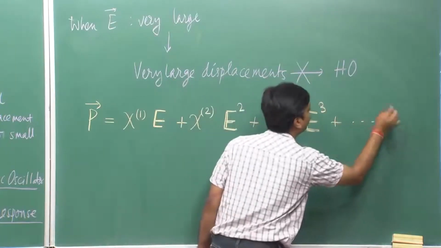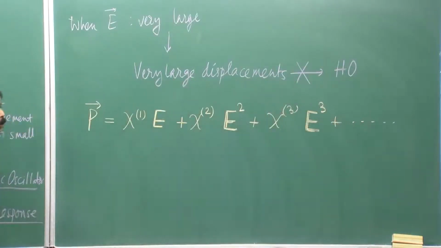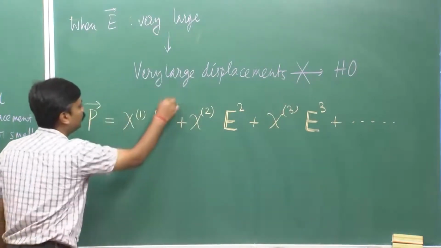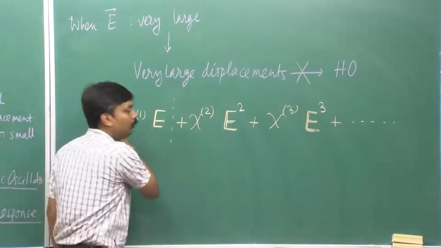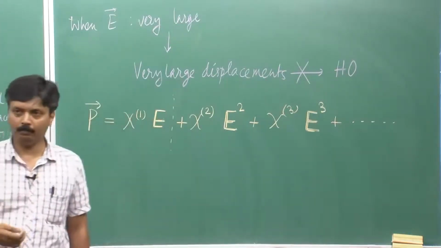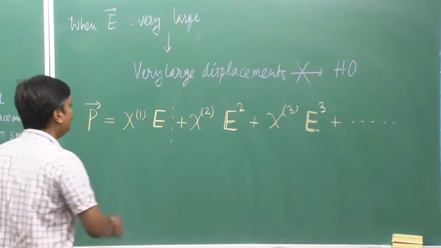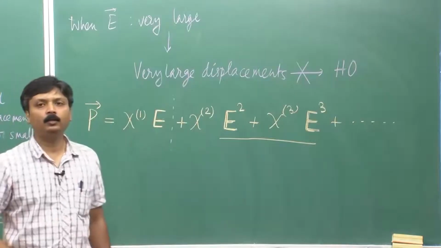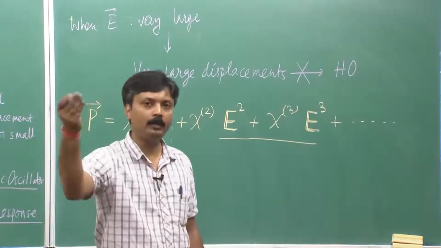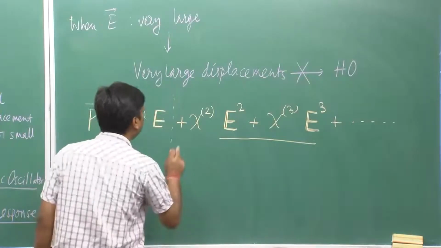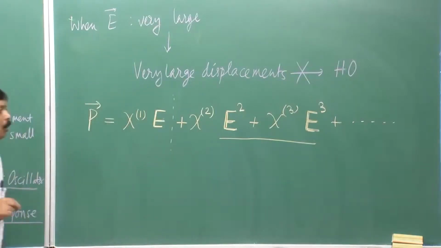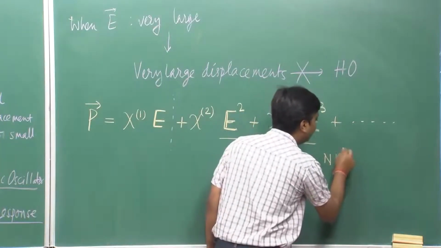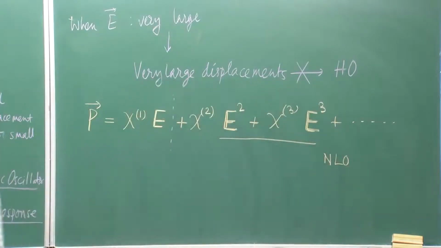And so on. So you can clearly see that beyond this limit, the response of the medium in terms of its polarization is non-linearly dependent on the electric field, so either square, cube, and higher terms. This is the region of nonlinear optics. Let us try to be even more specific in this regard.